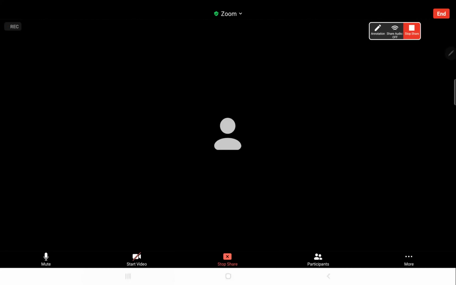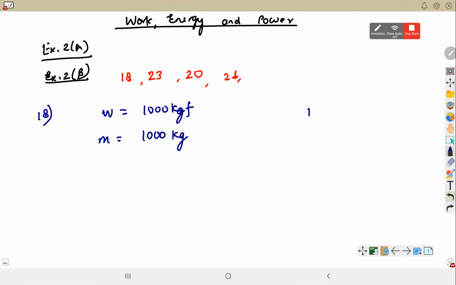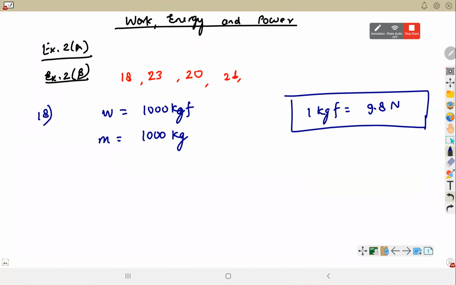Kilogram force, right? And 1 kilogram force is equal to g newtons, or 9.8 newtons, whatever is the value of g given in that question. We have got the mass.